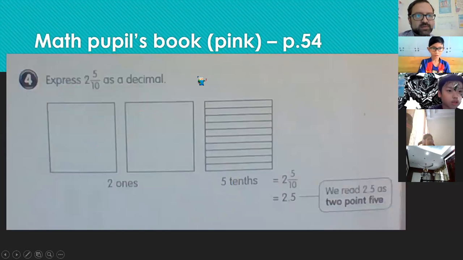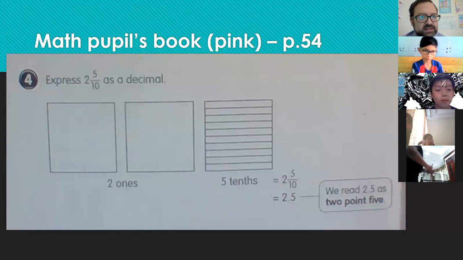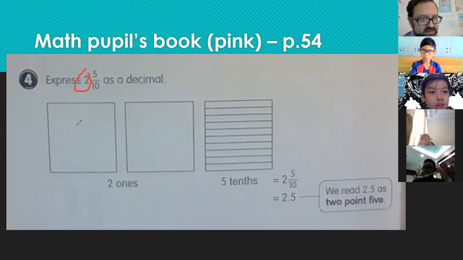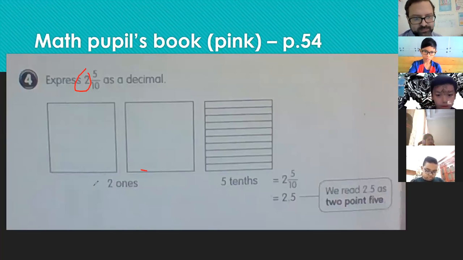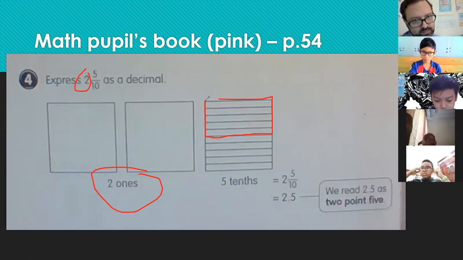Next, I'm going to take a look at problem number 4. It says express 2 5/10 as a decimal. Okay, so once again, I have two wholes. This is two whole pizzas. Now our pizzas are just squares here. So I've got two ones. And then I've got an extra 5/10. 1, 2, 3, 4, 5. All right, and so here we have 2 5/10.